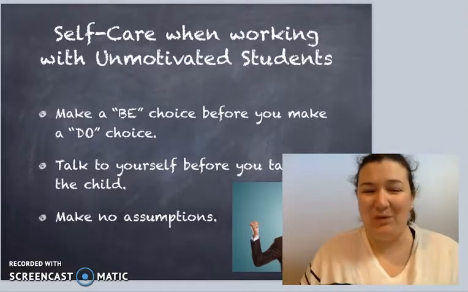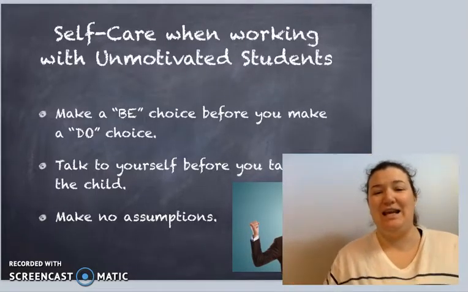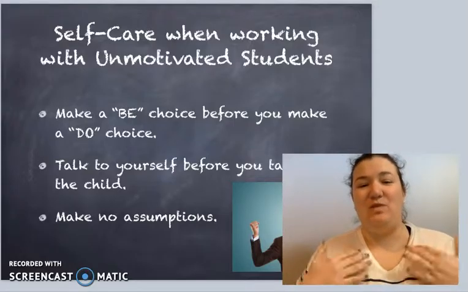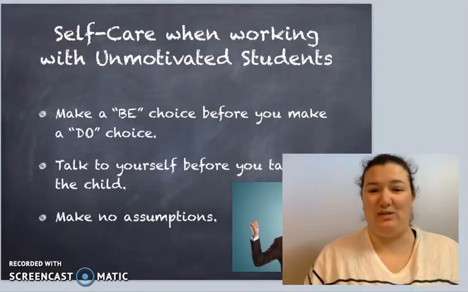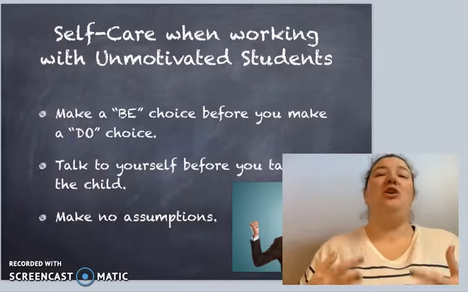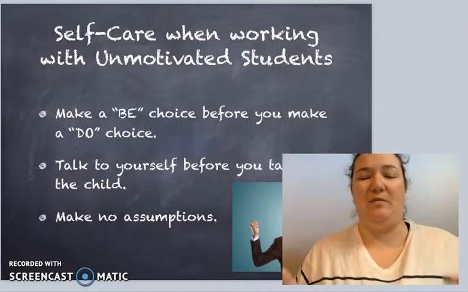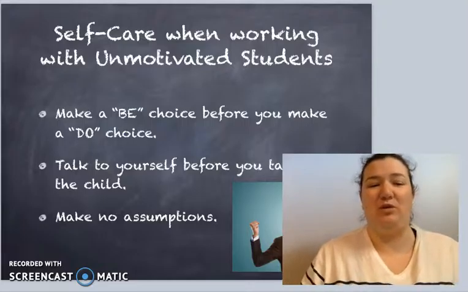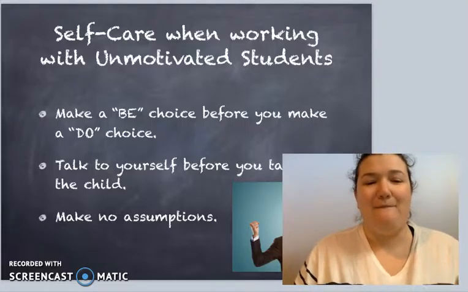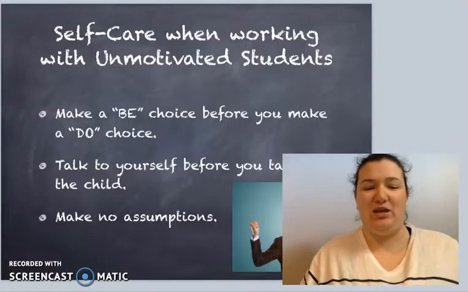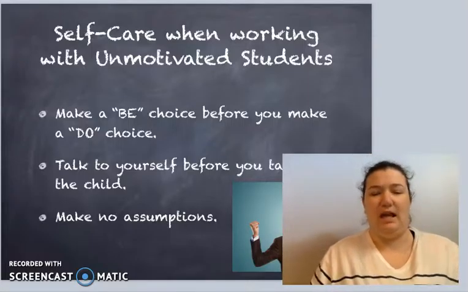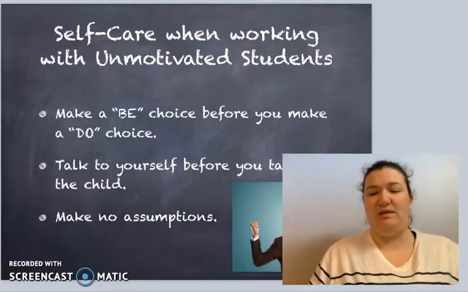So, as we all know, when we're working with unmotivated students, it's very hard not to place the blame on yourself. So this is why it's very important, as a school counselor, that I tell you, do the best that you can for your kids, but make sure you're also doing the best thing for you. So some self-care tips when you're working with your unmotivated students: make a be choice before you make a do choice. A be choice is when you're purposely choosing how you're going to be in that moment.